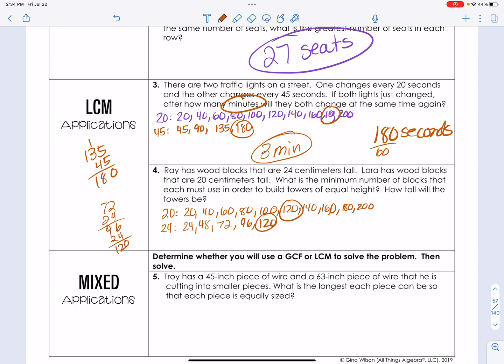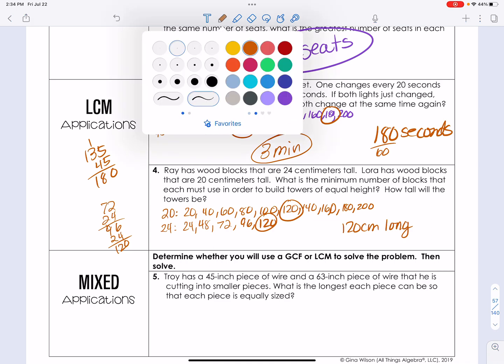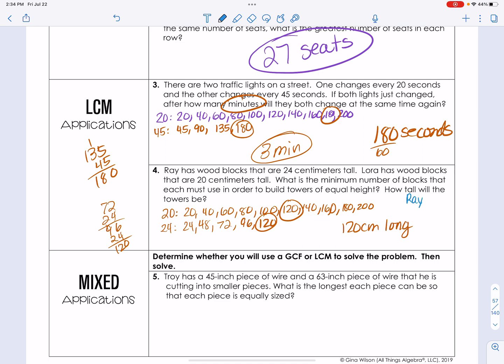Okay, so what is the minimum number of blocks they must build to get an equal height? It's going to have to be 120 centimeters. So Ray, how many blocks would he have to use? Ray is 24, sorry. 120 divided by 24 is 1, 2, 3, 4, 5. So he's going to use 5 blocks.